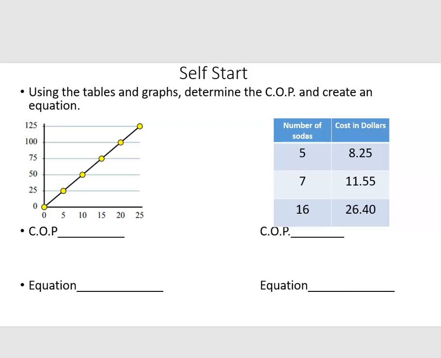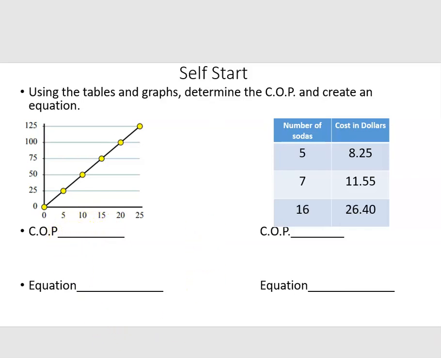So our first goal, as we're trying to find a constant of proportionality, is to look. It's always y divided by x. So I can look anywhere on the table. I'm going to do the first point: 25 divided by 5 is 5. So the constant of proportionality would be 5.